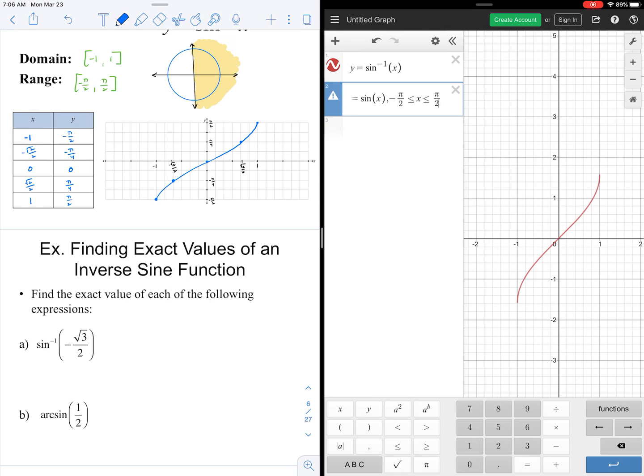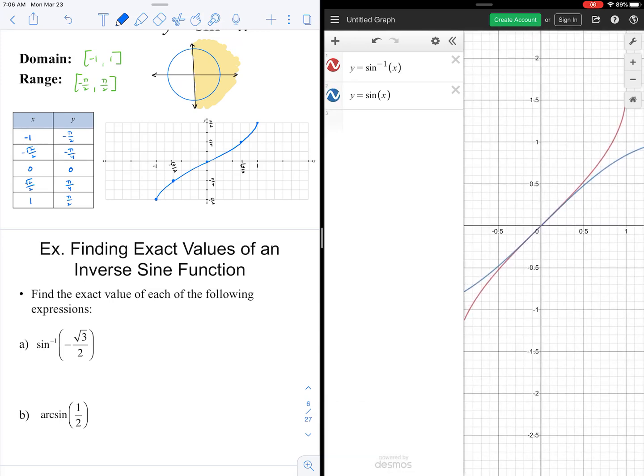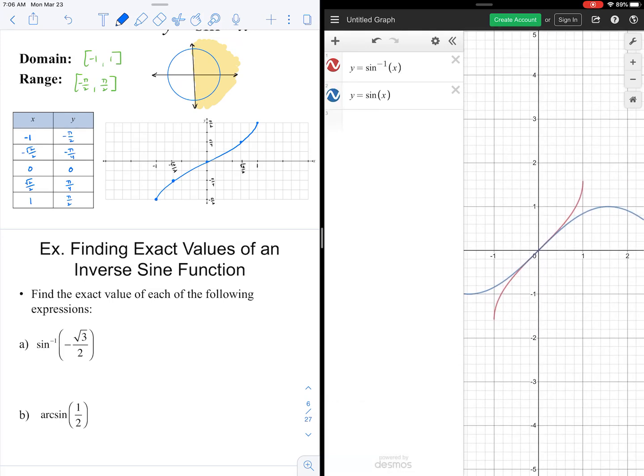Does that work? Nope. Okay. I can't remember how to restrict the domain on here. But from negative pi over 2 to pi over 2, you can see if I were to draw the line y equals x, that the graphs would be reflections of each other over the line y equals x, or symmetric about the line y equals x.